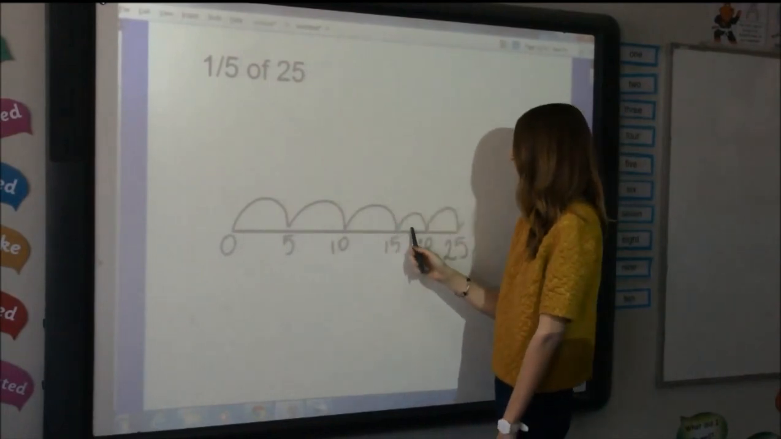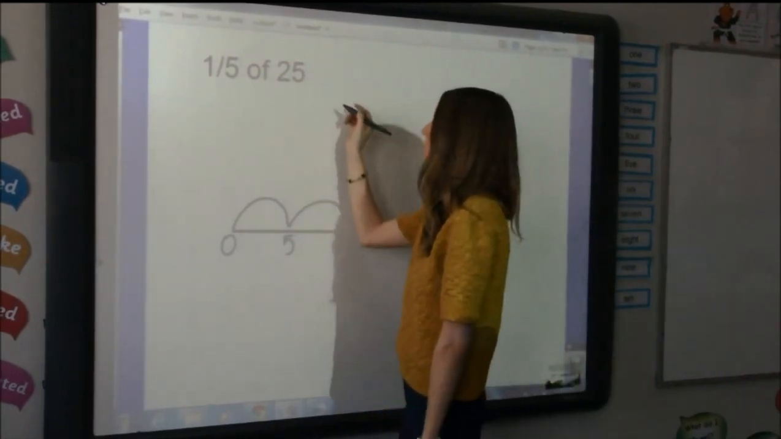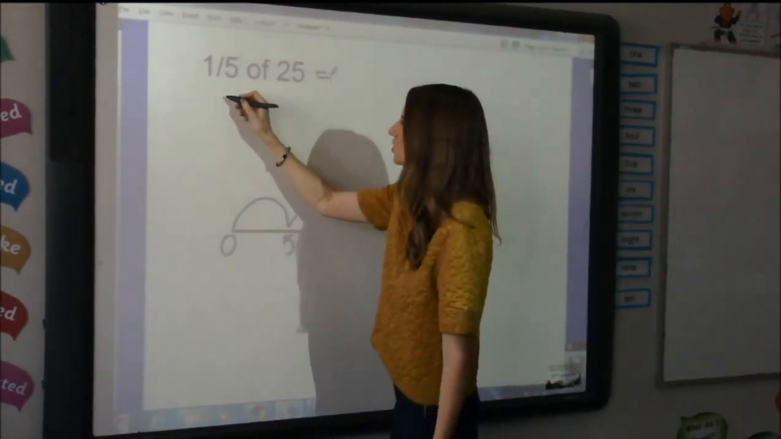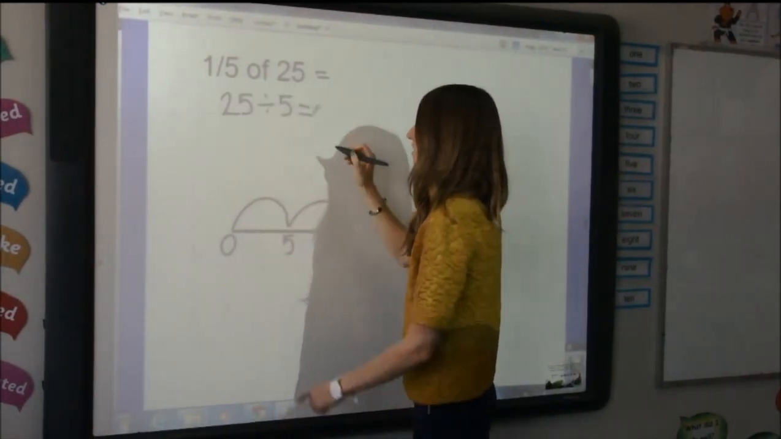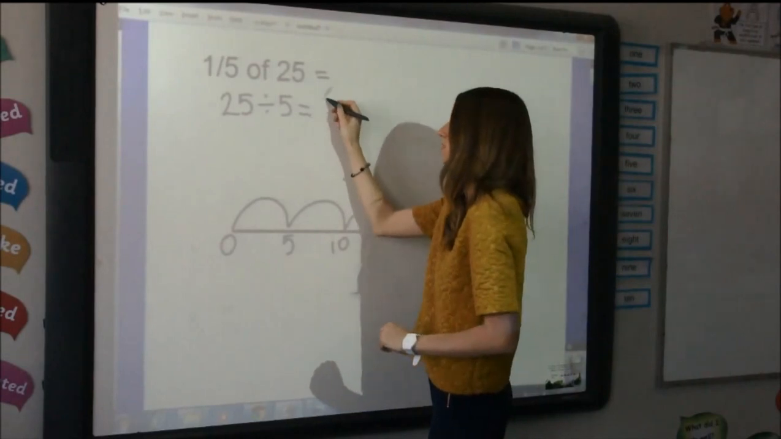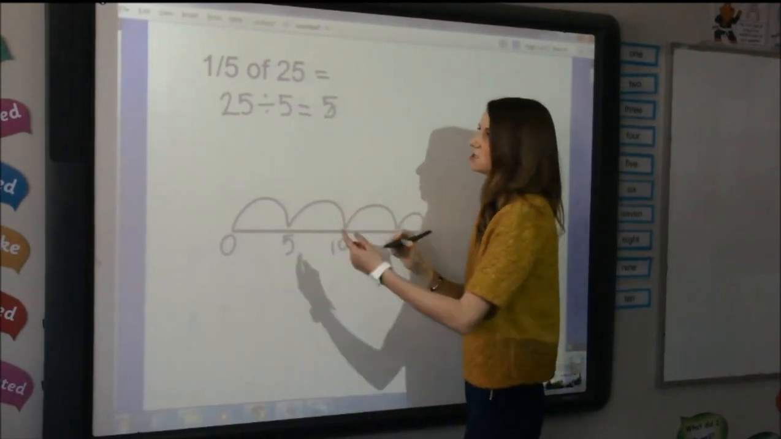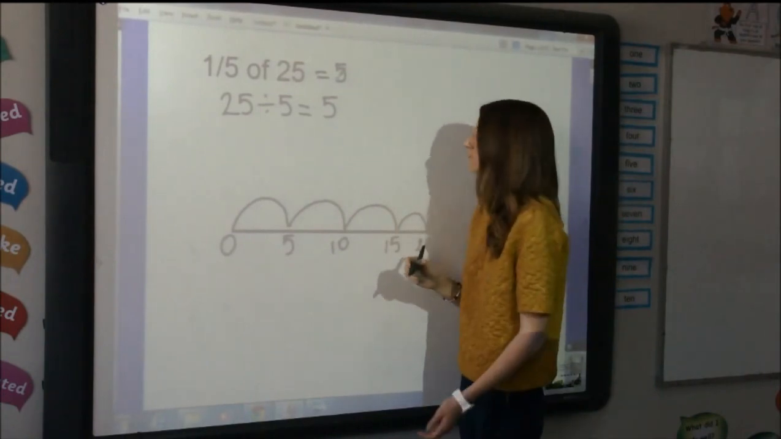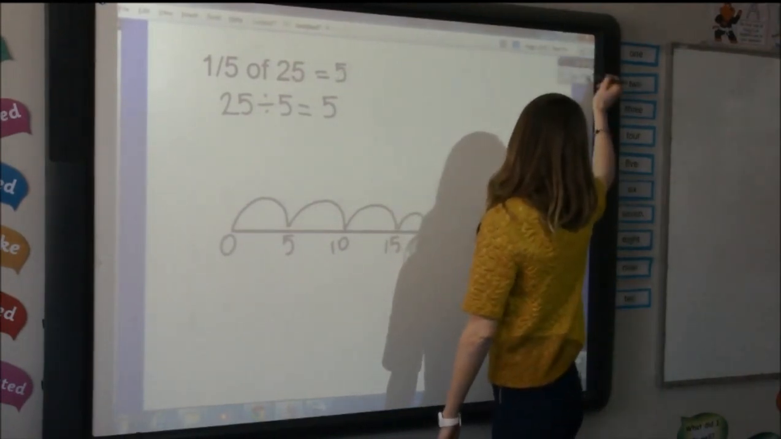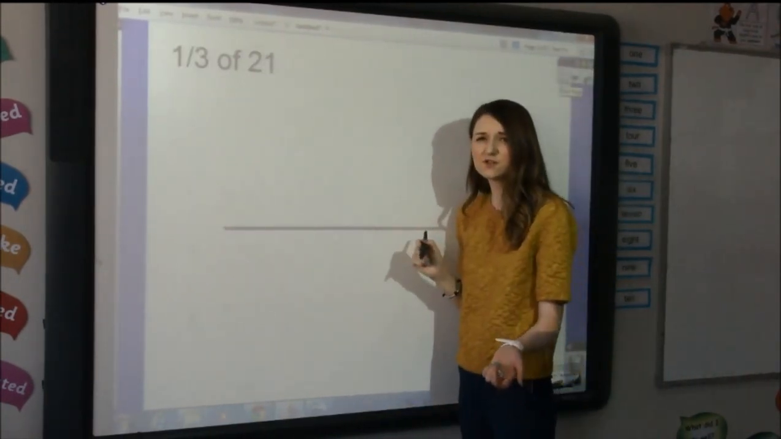So 1, 2, 3, 4, 5. 5 jumps. So we are basically doing the division fact, 25 divided by 5, and we've said we have 5 jumps. That gives us our answer. So 1/5 of 25 equals 5. If we move on to the next example, 1/3 of 21.